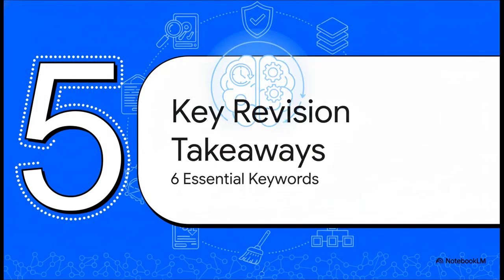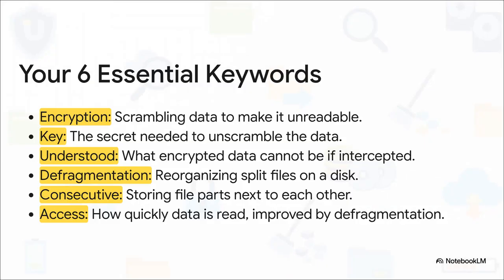Okay, awesome. So what are the big things you need to remember from this for your revision? Let's do a super quick recap of those 6 key ideas. Here they are, your 6 essential keywords. You've got encryption, key, and understood for the security part, and then defragmentation, consecutive, and access for the performance side. Just focus on really knowing what these words mean. If you can remember these simple definitions, you'll be absolutely golden when a question like this pops up.